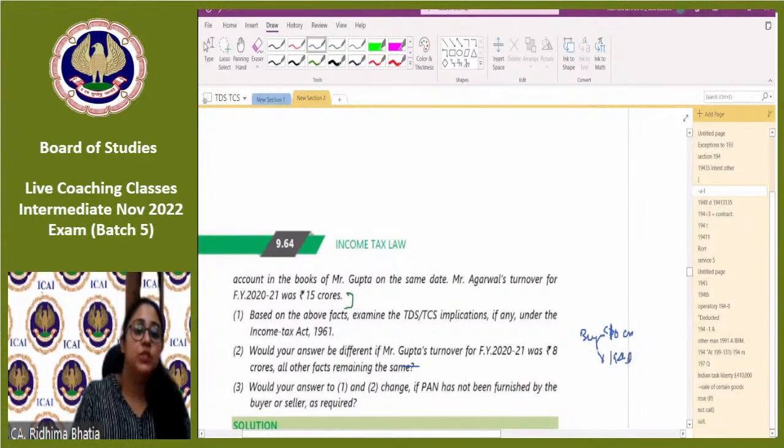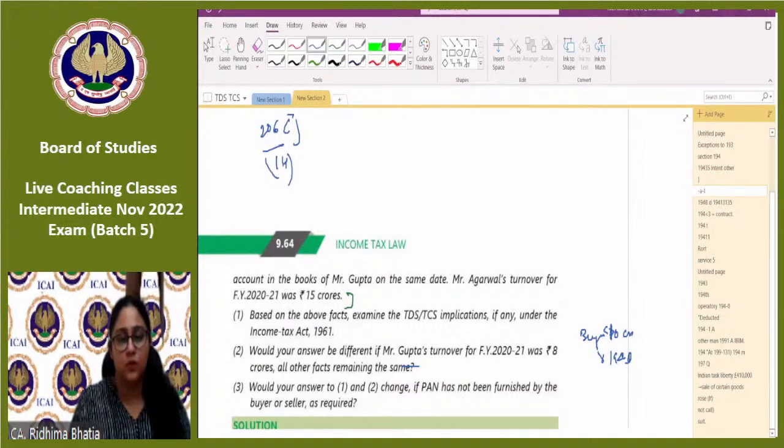Now हम कौन से section की तरफ जाएंगे? TCS के section में, which is 206C. 206C, right? Now we'll be moving towards 206C1H. Now quickly solve, 206C1H के according what would be the TDS TCS liability and who would be collecting it? Mr. Agarwal? Yes. So quickly tell me the answer.